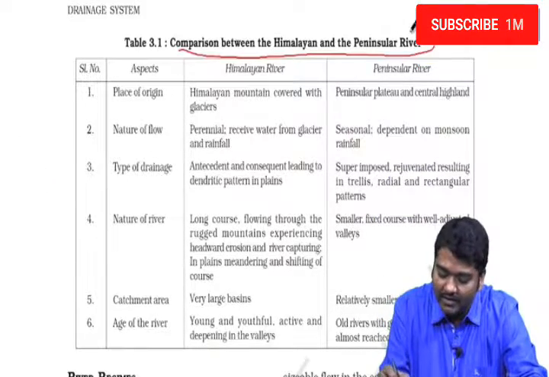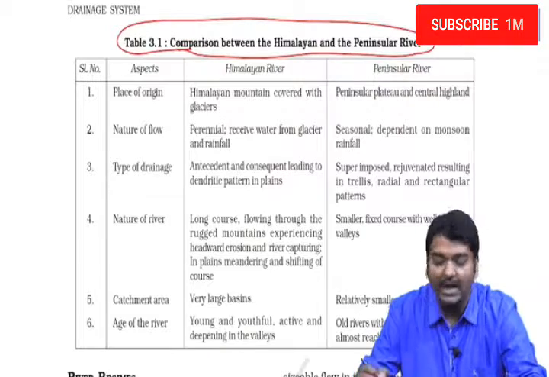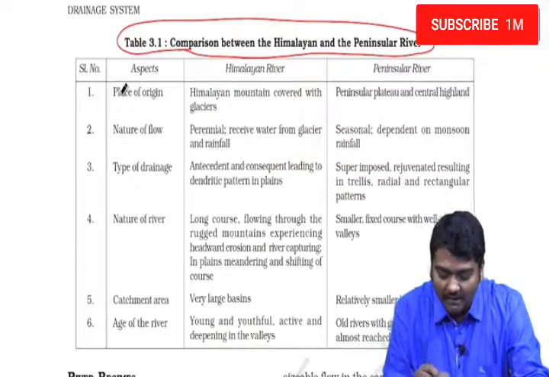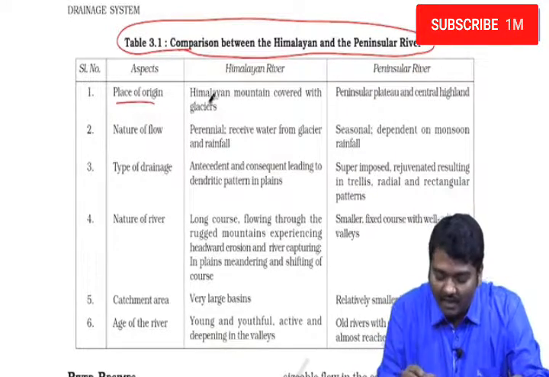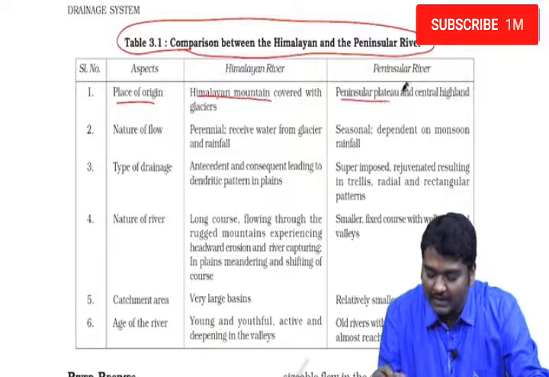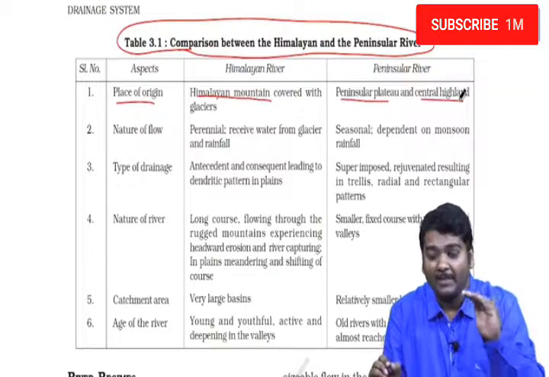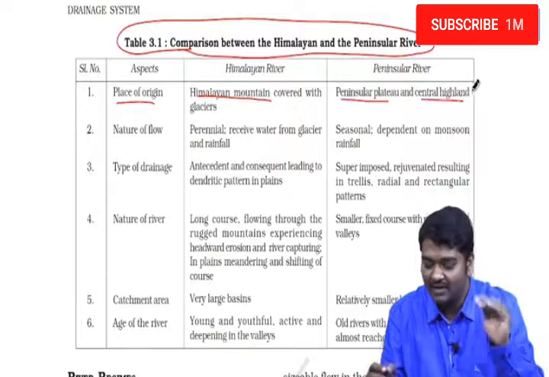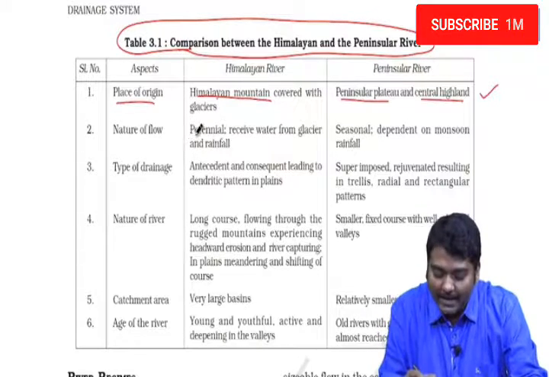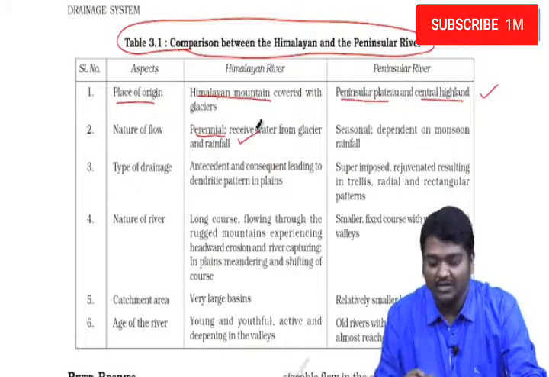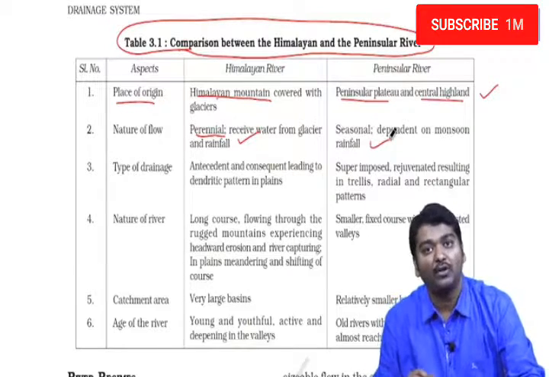This particular paragraph or this particular table can be asked in UPSC for 10 marks. See, place of origin: Himalayan mountain, peninsular plateau and central highland. The peninsula is divided into the Deccan plateau and central highland, anywhere it can come. Perennial, receive water from glacier and rainfall, mostly dependent on monsoon rainfall.